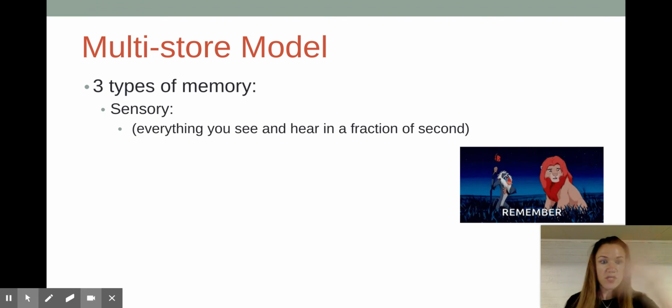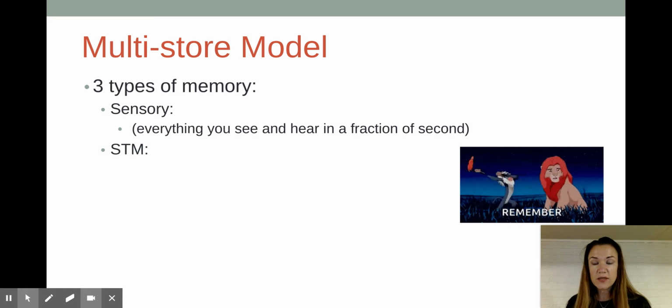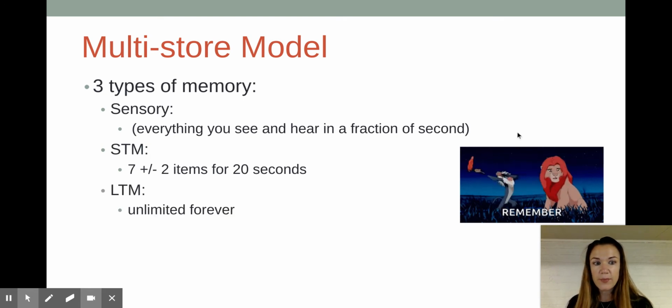Sensory memory is everything you see and hear in a fraction of a second, and then it's gone. Remember, the example I give is walking down the hallway. You don't remember everybody that you pass because you don't need to. You remember where you are, and then you get rid of that because it's not useful for you. That is sensory memory. Short-term memory: how long do we remember things in short term, and how many items can we remember? Seven plus or minus two items for 20 seconds. And the last one is long-term: unlimited capacity, forever.